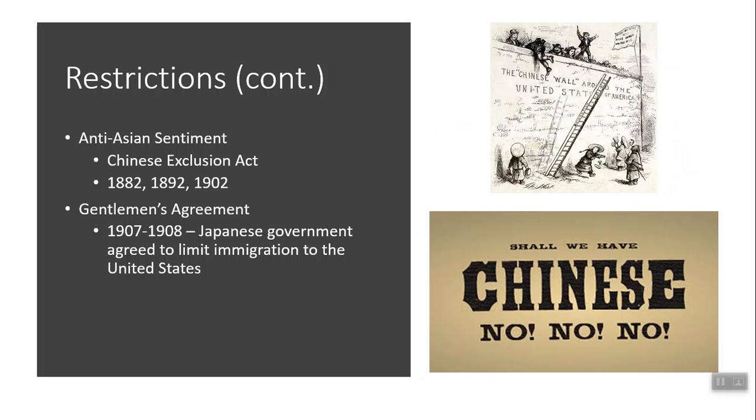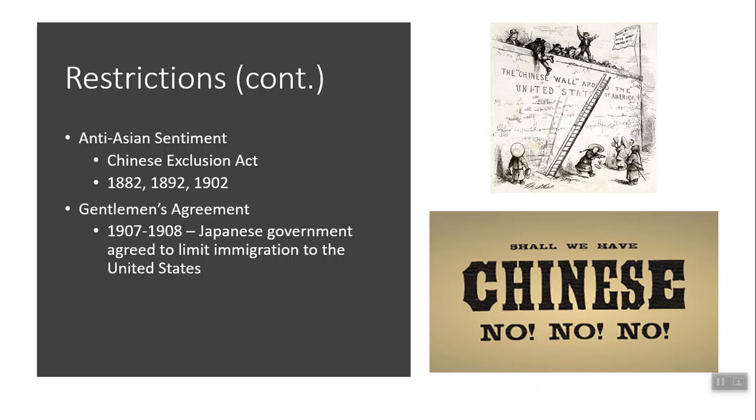Some of the laws that started were those like the Chinese Exclusion Act, which was initially passed in 1882 and then reinstated in 1892 and 1902. It literally said that we weren't allowing any Chinese to immigrate to the United States.